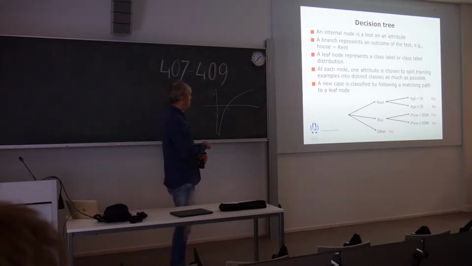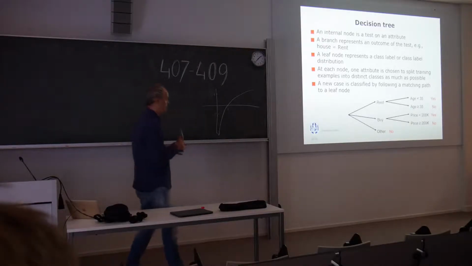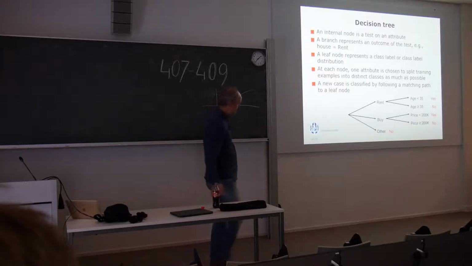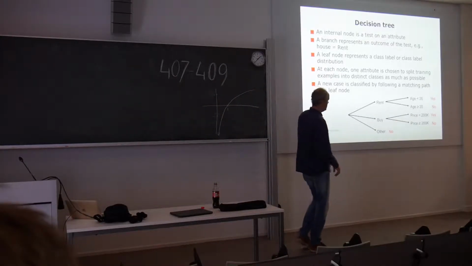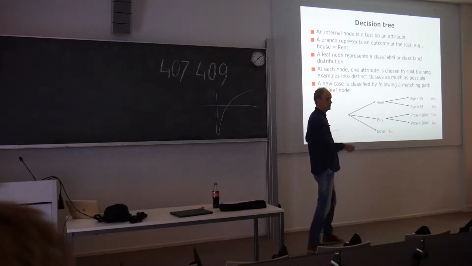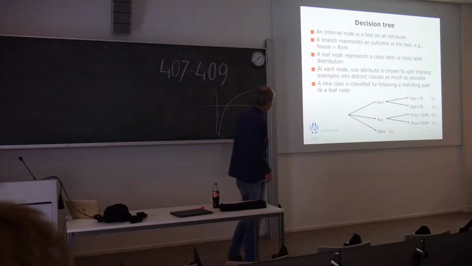Okay, so we're talking about decision trees. Let's just have a look at what those are and how to define them. So here's a decision tree that you've already seen. I'm not going to tell you how we got this decision tree. It just is a decision tree, so it's a classification model.